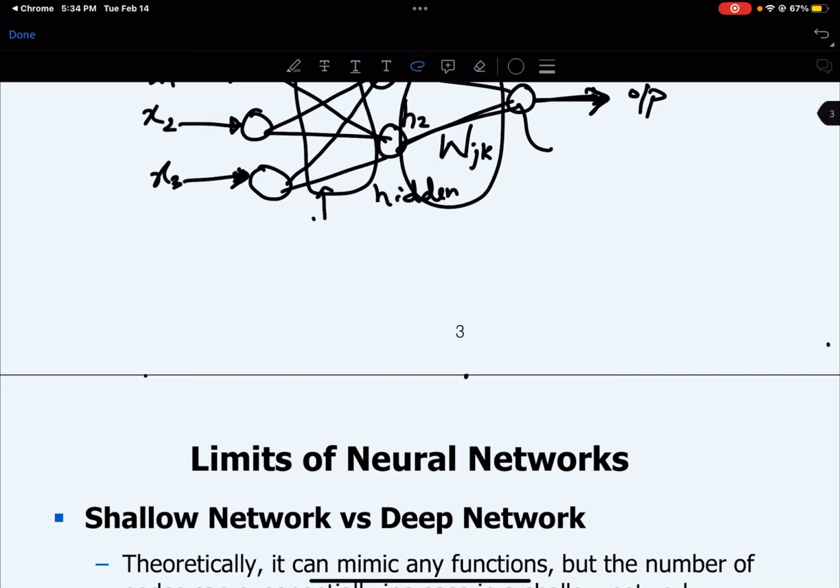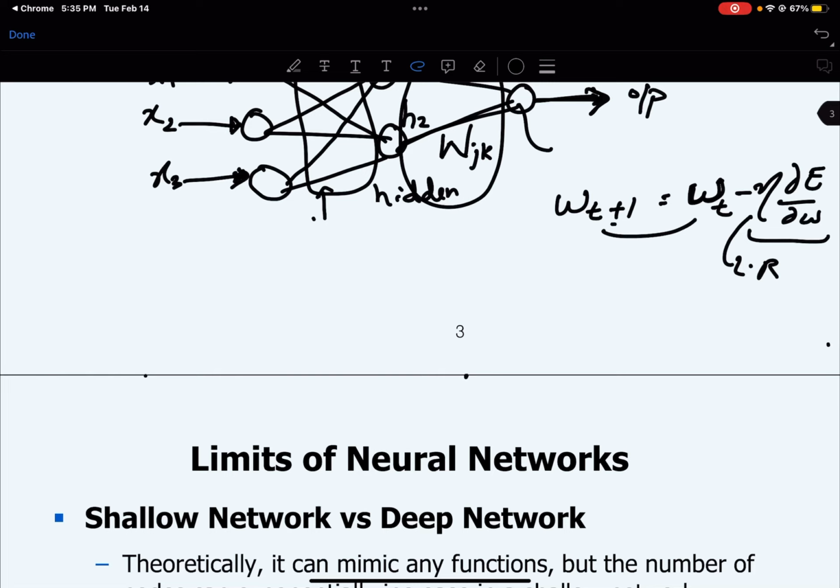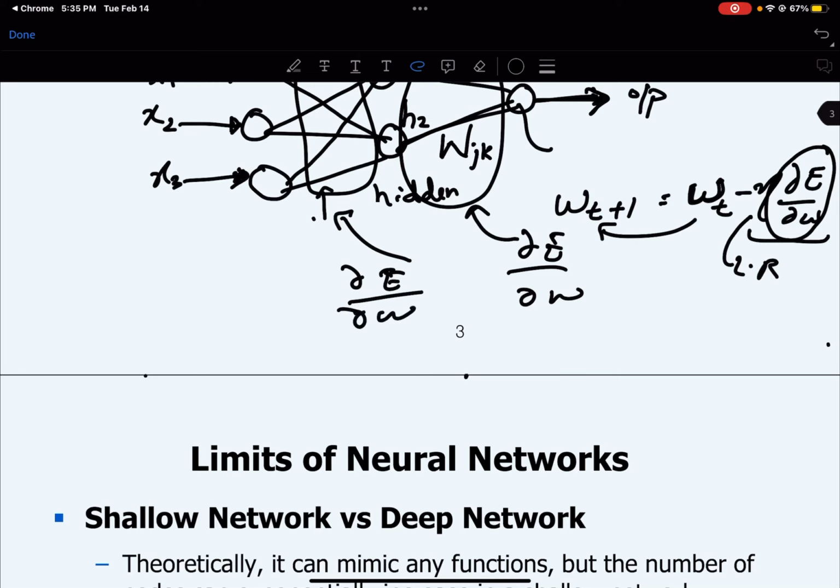So we can update the weights. We have weight at t plus 1 and weight at t. We take the partial with respect to the weight, multiply it with the learning rate eta, and subtract it from the original weight value to get the updated weight value. We take the derivative over here to update the weight, and then again for the weights here. So this was the back propagation algorithm.